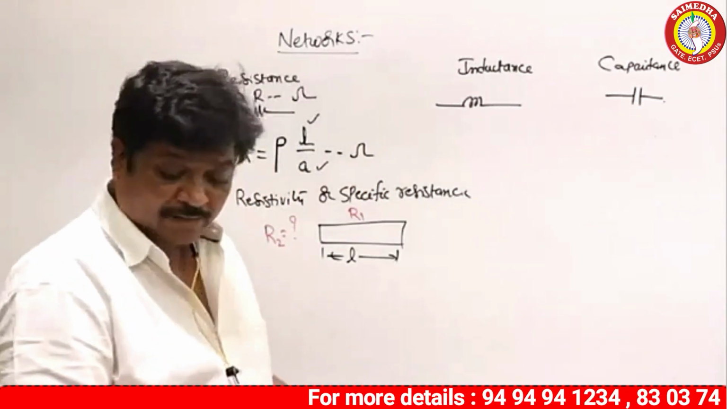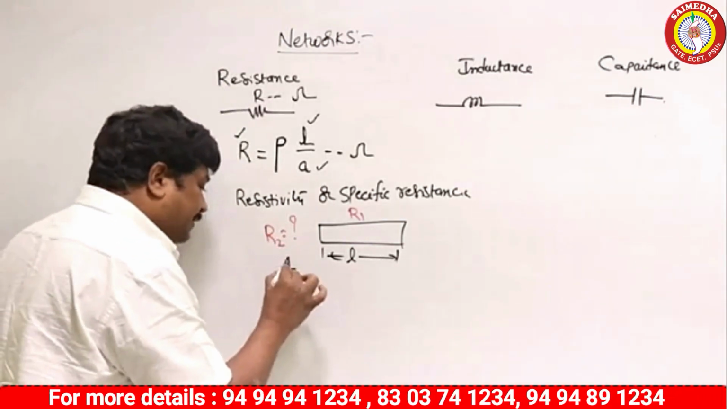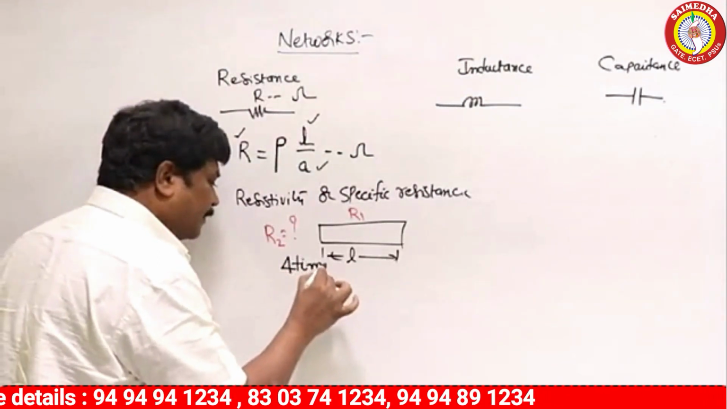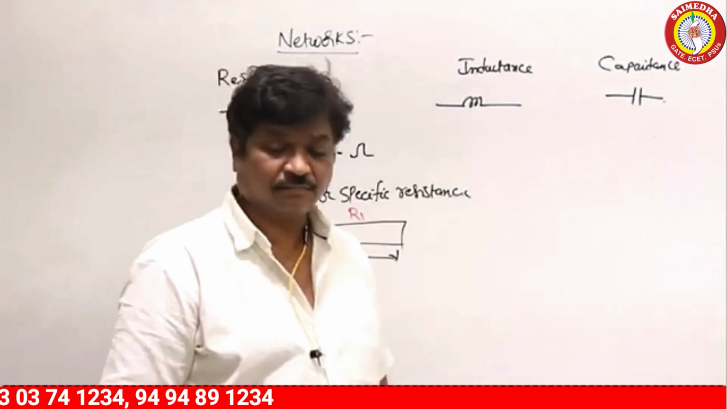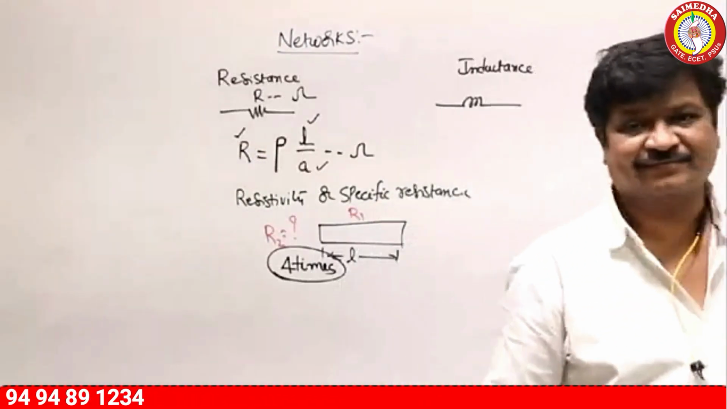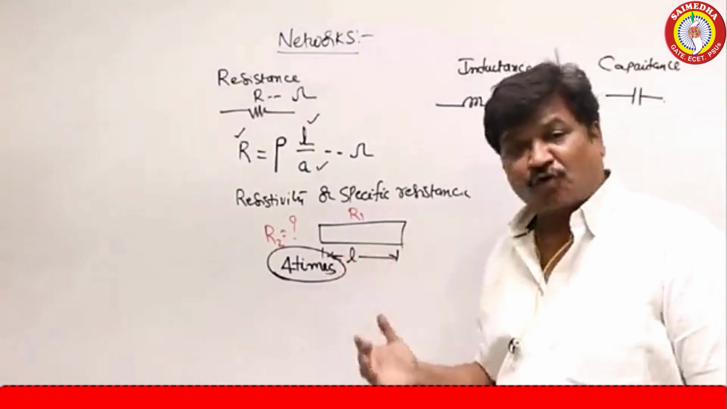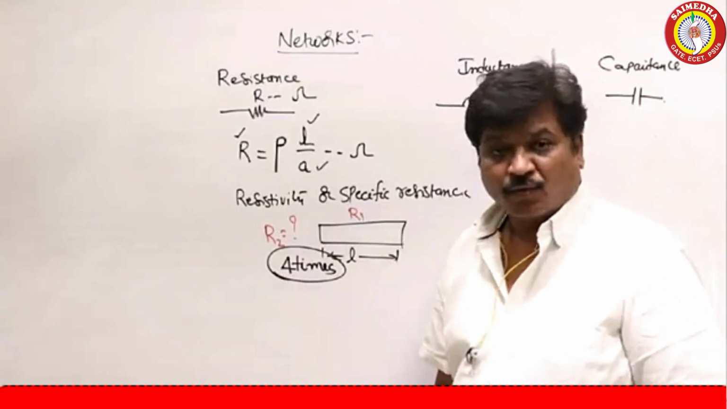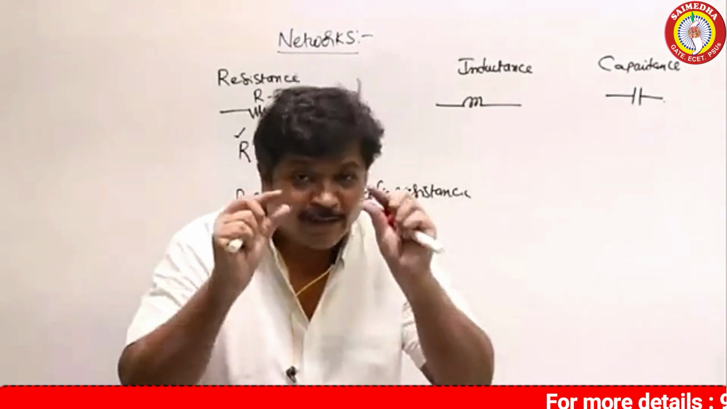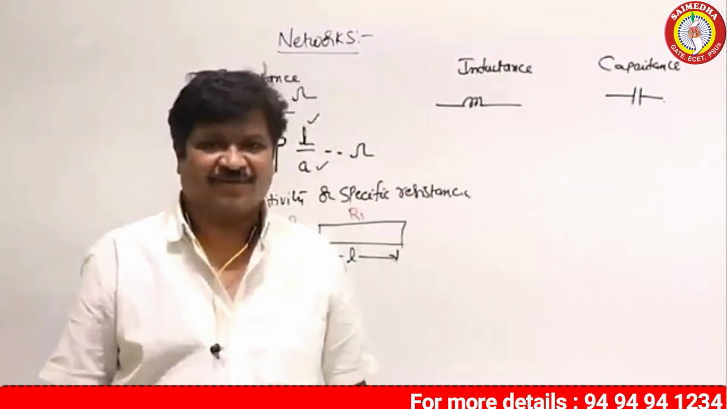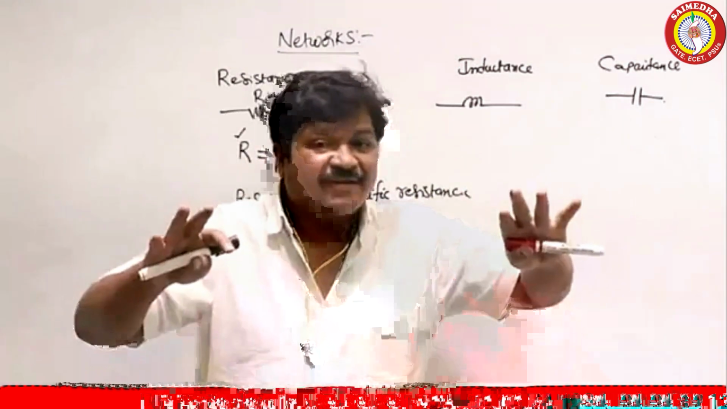I will give the answer. The resistance will become 4 times. Did you get it? Sorry, you said only the length is doubled. How does this become 4 times? One condition I told you: the volume remains the same. Volume remains same means the material you are not changing. The same material you are using.